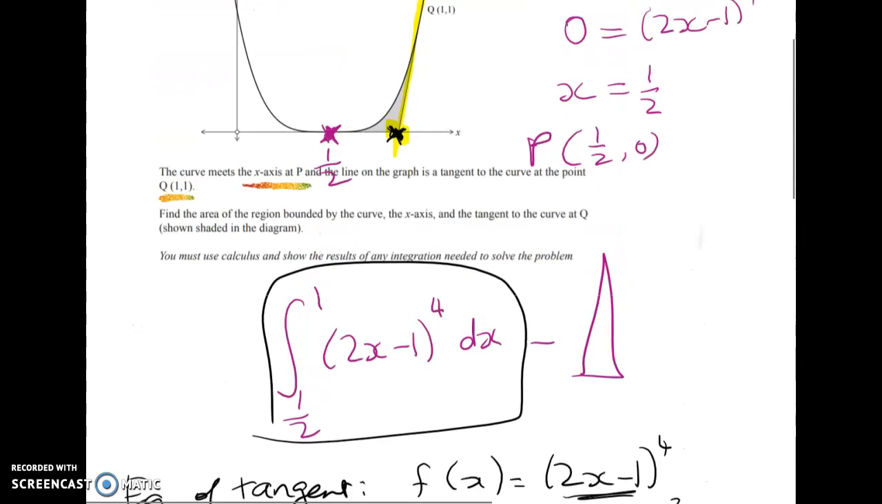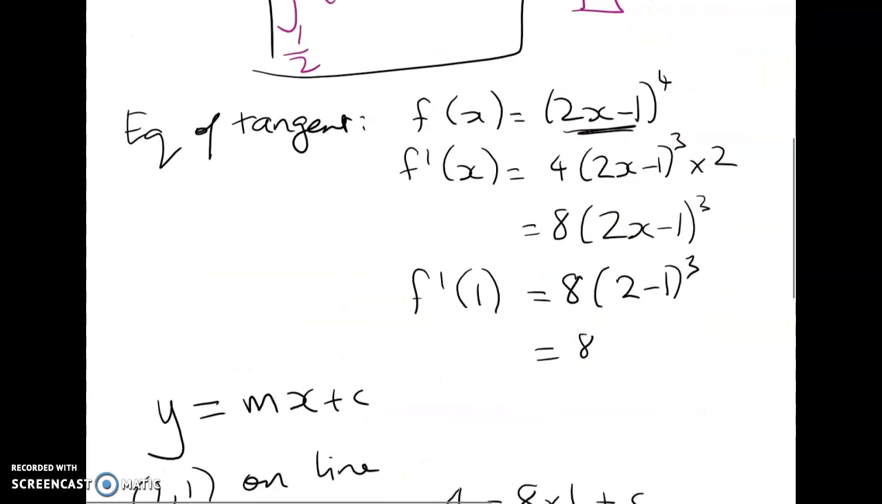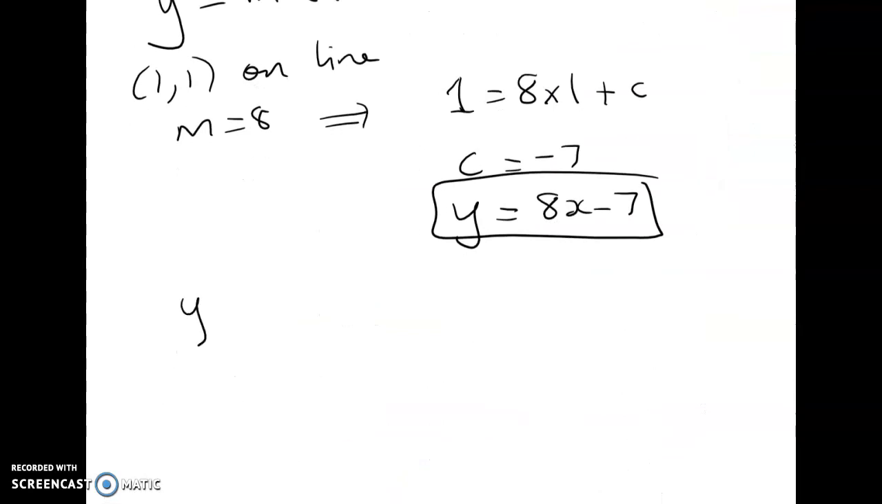So let's go back to the graph. That's looking pretty good. Next, we've got to find this point here. So where is y equals 0? So y equals 0 means 8x minus 7 equals 0, x equals 7/8. Right, so now we're good to finish off the problem.